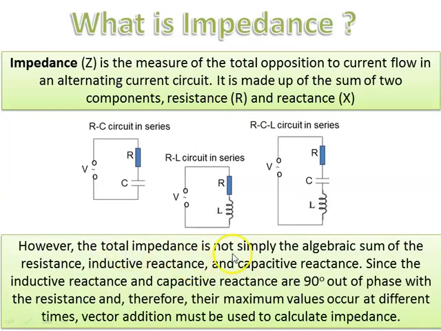However, the total impedance is not simply the algebraic sum of the resistance, inductive reactance and capacitive reactance, since the inductive reactance and capacitive reactance are 90 degrees out of phase with the resistance, and therefore their maximum values occur at different times. Vector addition must be used to calculate impedance.